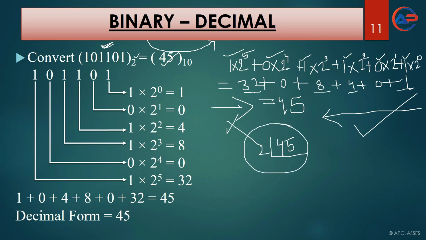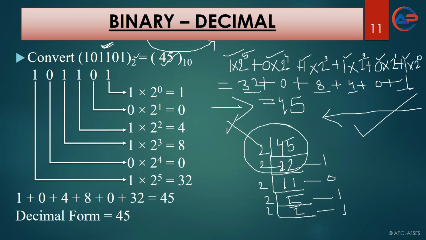If you want to check that 45 is correct or not, you can just go on dividing it by 2. So when 45 is divided by 2, here we can write 22. 22 into 2 will give you 44, remainder is 1, isn't it? Then again divided by 2, 11, remainder 0. Then 5 twos are 10, remainder 1. Again divided by 2, 2 twos are 4, remainder 1. Then 2 ones are 2, remainder 0. Then 2 zeros are 0, remainder is 1, right? We have to proceed from bottom to top.